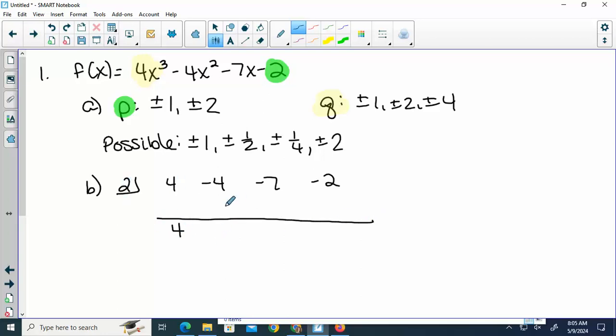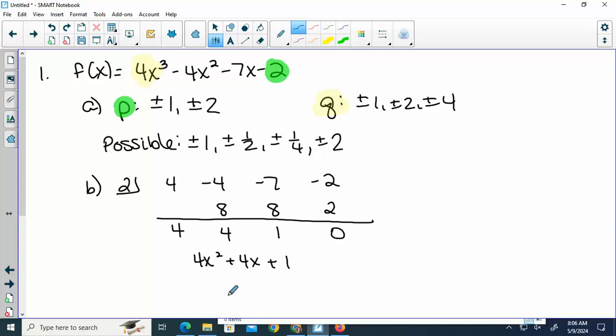So the 4 comes down. 4 times 2 is 8. Negative 4 plus 8 is positive 4. 4 times 2 is 8. Negative 7 plus 8. 1 times 2 is 2. Negative 2 plus 2 is 0. So we get 4x squared plus 4x plus 1.